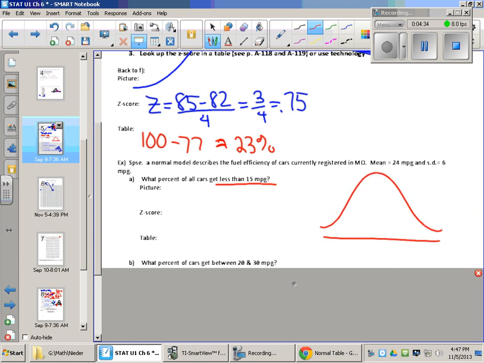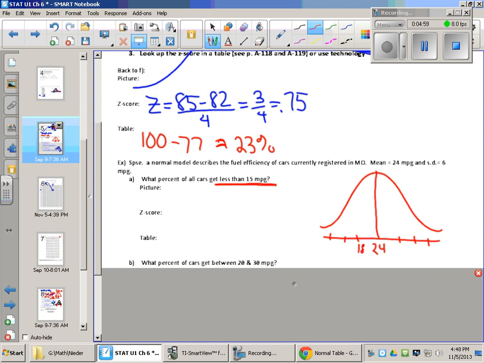We've got a mean of 24 and a standard deviation of 6. I don't like to mark up and draw all 3 standard deviations. You can if you want, but I think it just makes the picture cluttered. I just mark what I have to. I want to look at getting less than 15 miles per gallon. So 15 is to the left of 24. Each standard deviation is 6, so I'm just going to mark these on the left.